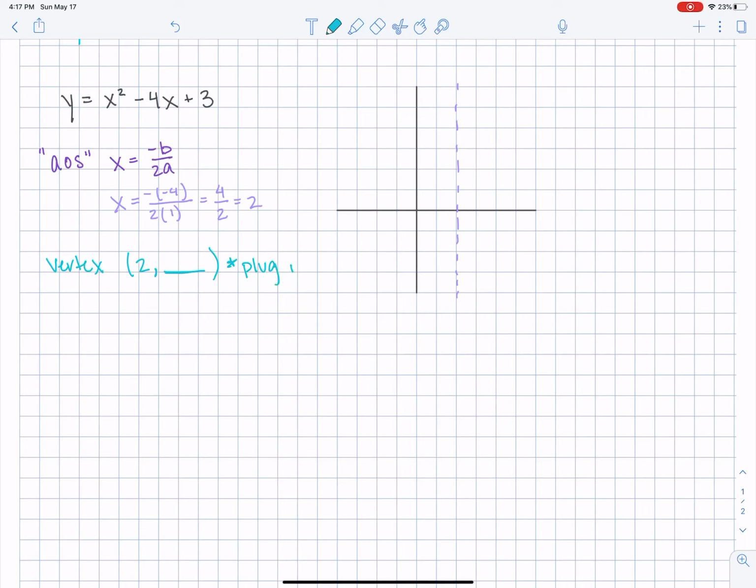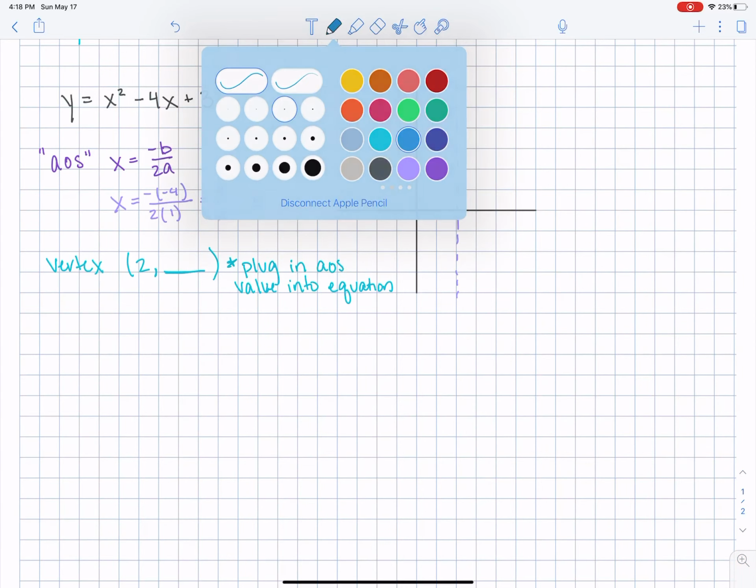So plug in your axis of symmetry value into the equation for the y value of your vertex. I'm going to say that one more time. Plug in your axis of symmetry into your equation for your y value of your vertex. I'll switch over to a little bit of a darker blue for us.